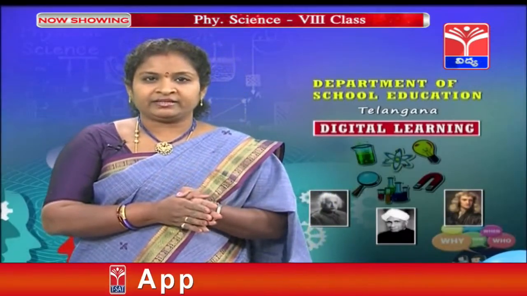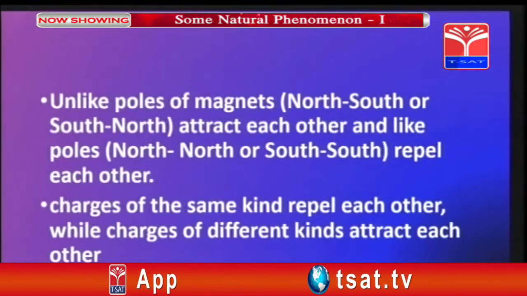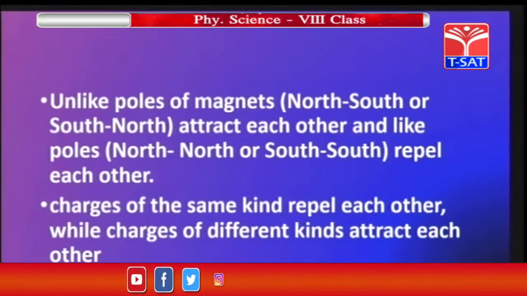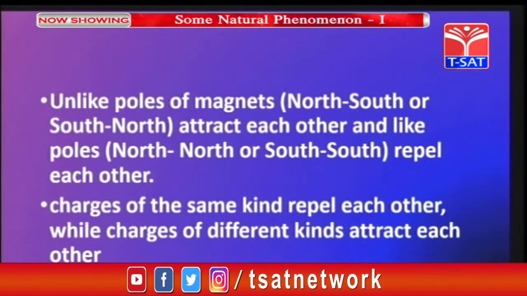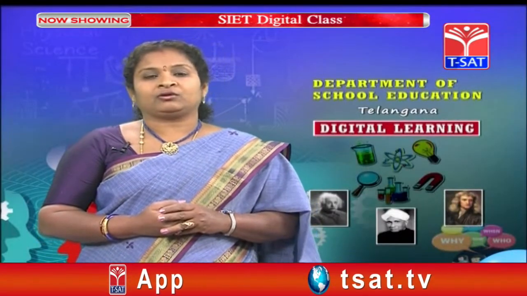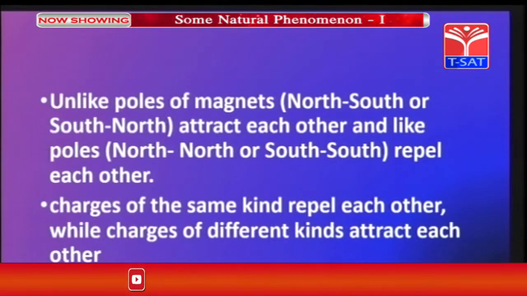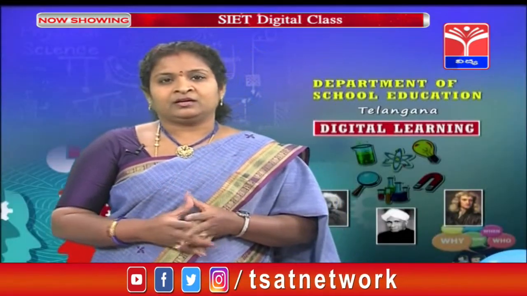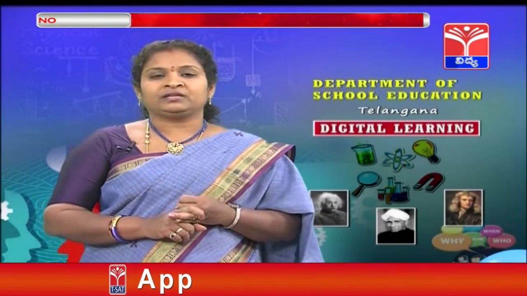In magnetism we have studied that unlike poles attract each other. That means the north pole of a magnet attracts the south pole of another magnet, and the north pole of one magnet repels the north pole of another magnet, or the south pole of one magnet repels the south pole of another magnet. So charges of the same kind also repel each other, and charges of different kinds attract each other. Actually, how many kinds of charges are present? We have two kinds of charges. One is said to be positive charge and the other one is said to be negative charge.